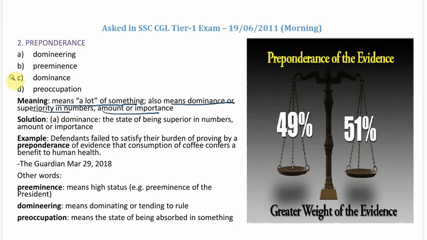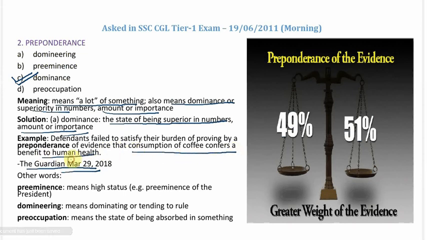So the meaning of preponderance, or the synonym of preponderance, is dominance, and dominance means the state of being superior in numbers, amount or importance, which is the same as preponderance. For instance, so this is a quote from The Guardian. The example sentence is: defendants failed to satisfy their burden of proving by a preponderance of evidence that consumption of coffee confers a benefit to human health.